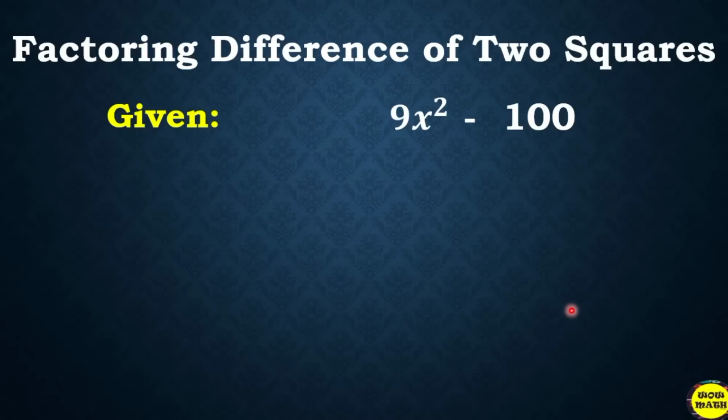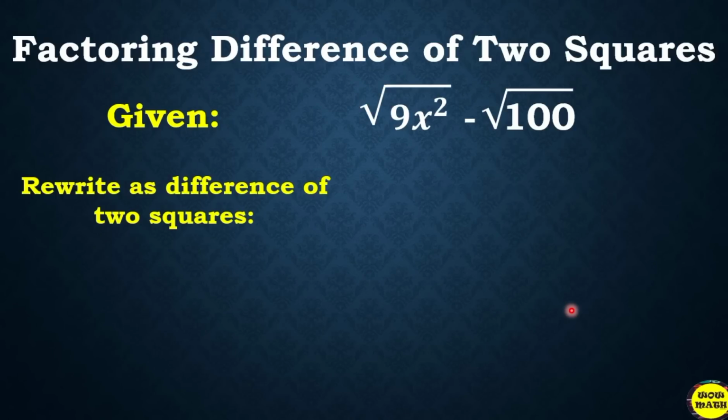Okay. So, if the given is 9x squared minus 100, kunin natin ang square root nila. So, pag kinuha natin ang square root nila, so let us rewrite the difference of two squares. So, kunin natin ang square root. What is the square root of 9? 3, because 3 times 3 is 9. So, lagay natin si 3.